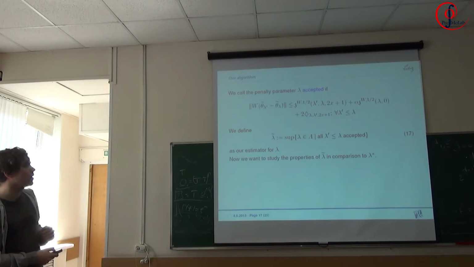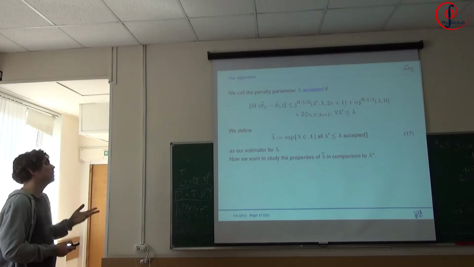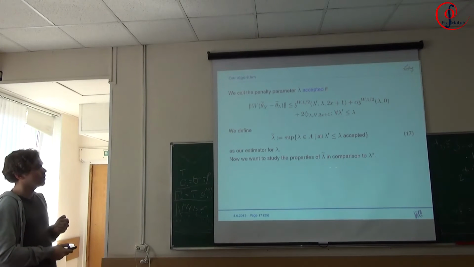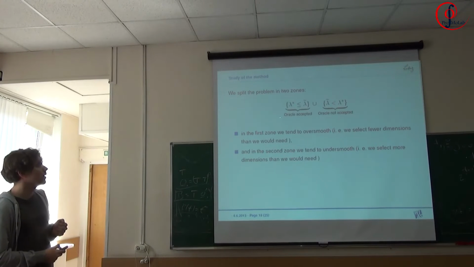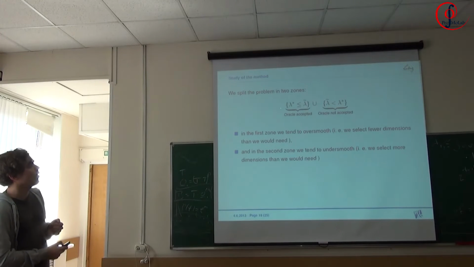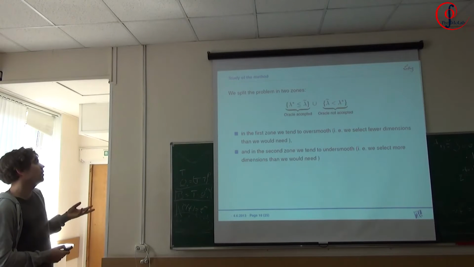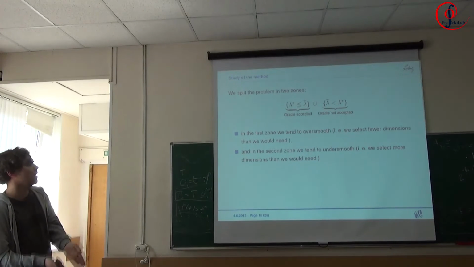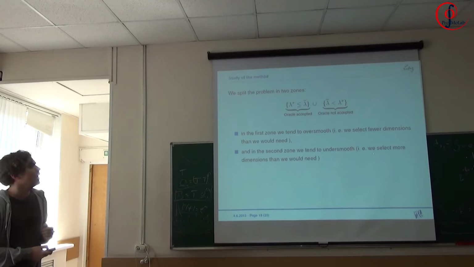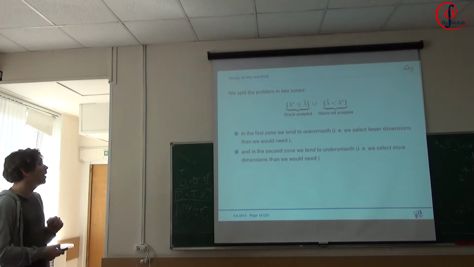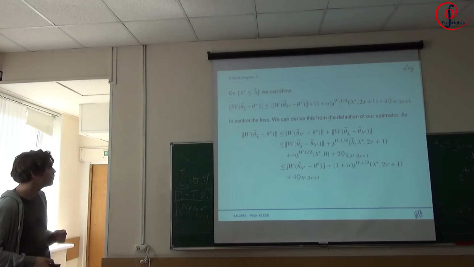And now we want to compare this object, the estimator we get, the MLE we get, in comparison to the oracle estimate. So the idea then is to split in two zones: first, oracle accepted or oracle not accepted. So our estimate is bigger than lambda star or smaller than lambda star. And the first zone means we tend to oversmooth, we select fewer dimensions than we need, or fewer degrees of freedom. And the second would be that we select more dimensions than we need.